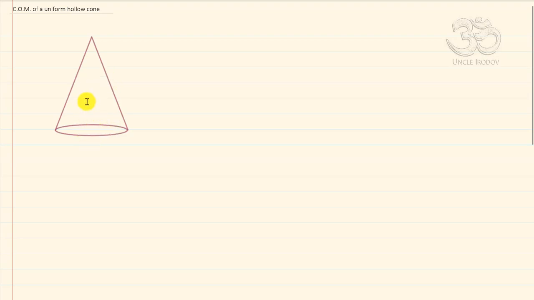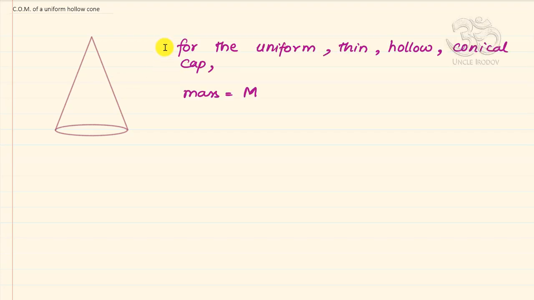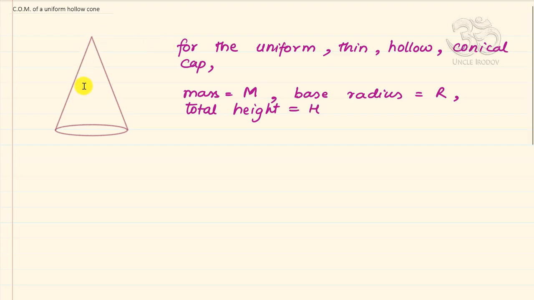And we can assume some variables here. We can say that for this uniform thin hollow conical cap, the mass is m, and let us say the base radius is r, and let us say the total height is capital H. Let us also assume that the slant height of this guy is small l. In fact, that assumption is not needed. We will assume it in the solution itself. So this is what is actually given to you, and you need to figure out where is the center of mass of this uniform hollow cone.